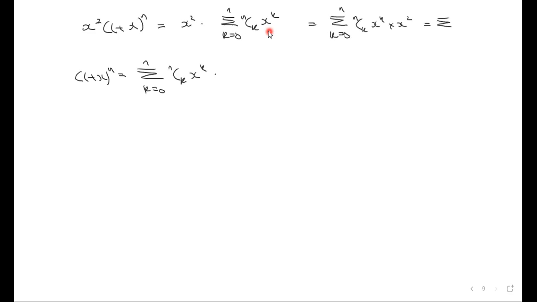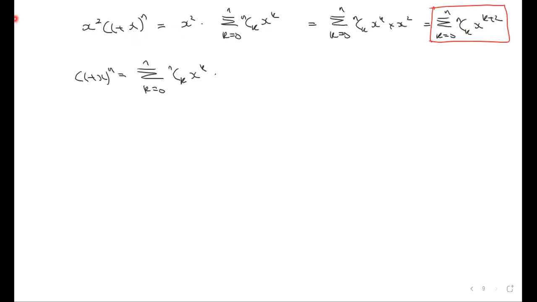Or in other words, it's the sum from k equals 0 to n of nCk x to the k plus 2. You're basically just taking the same thing, but making all the powers of x go up by 2. So your constant term is now an x squared. Your x to the power of n term is now x to the power of n plus 2. So we now have this.